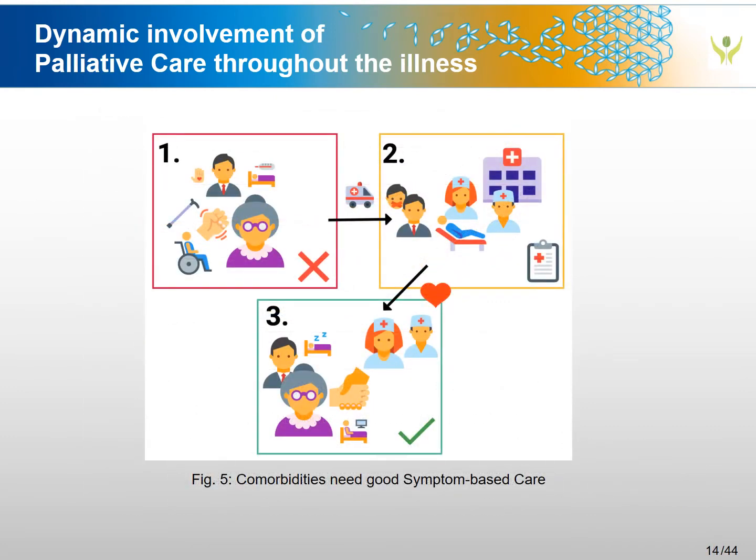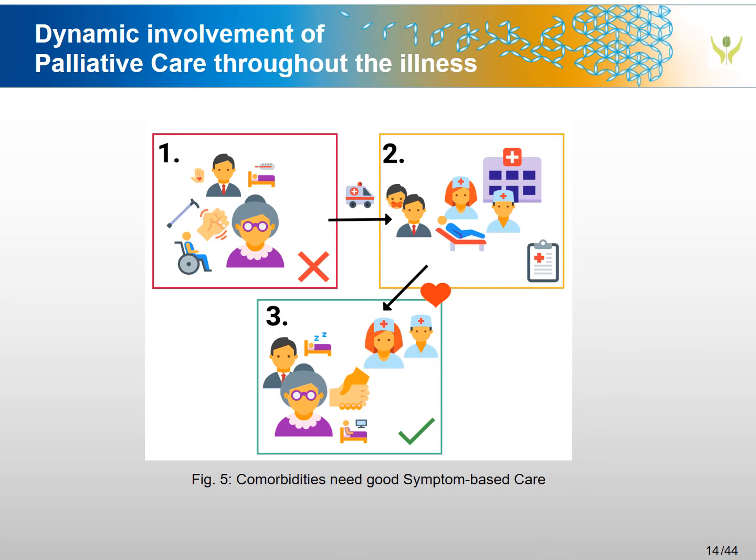Comorbidities need good symptom-based care. As the number of elderly people is growing, the need for palliative care will increase accordingly. There will be more need for community-based palliative care services as well as good symptom-based care for people with comorbidities. In particular, mental illness, such as depression, anxiety, and dementia, among the elderly is expected to increase, which will increase caregiver burden, leading to sleeping problems, anxiety, or even violence.